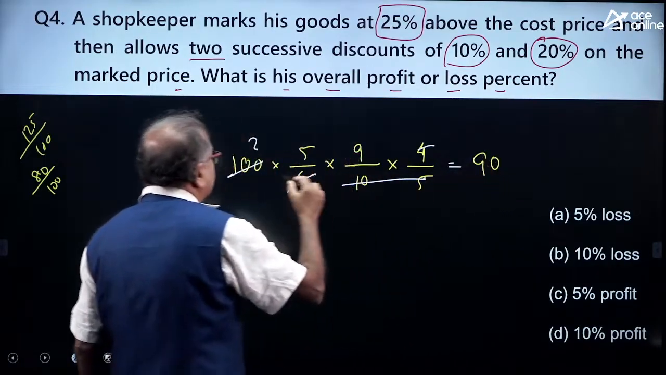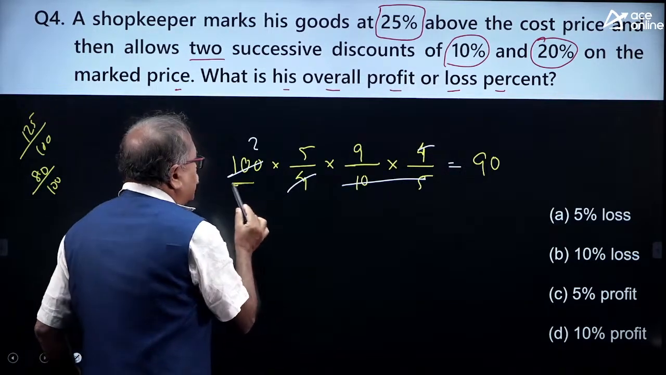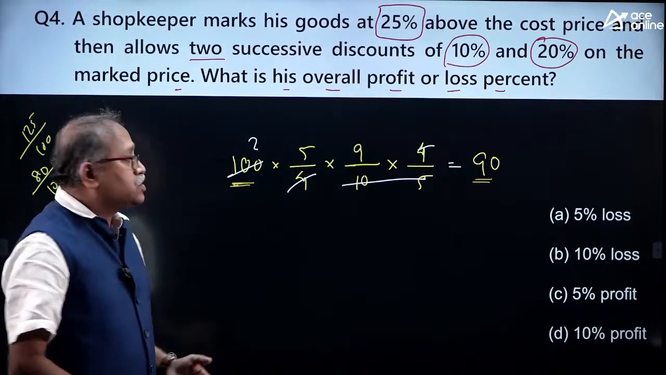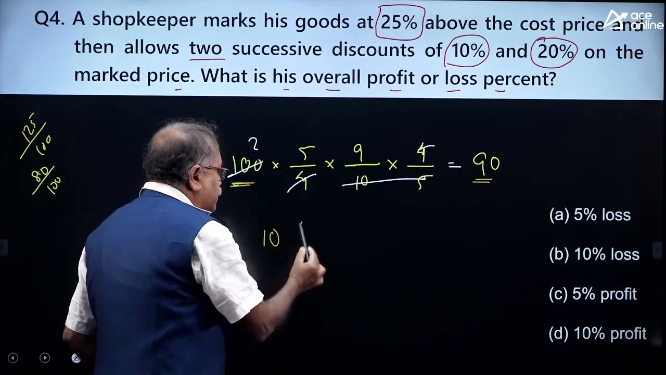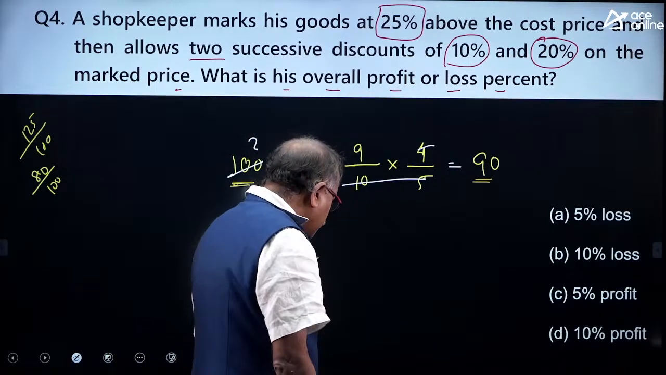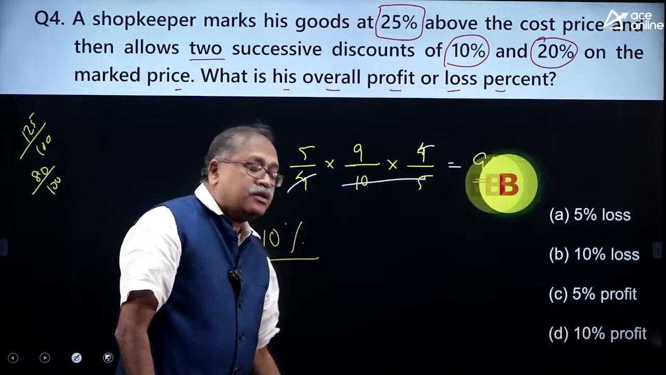So Aman has rightly said the initial value was 100, the end value is 90, 10 decreased over 100. So what is the percentage decrease? 10% decrease. That means option choice B. Option choice B. Yeah, that's right Aman.